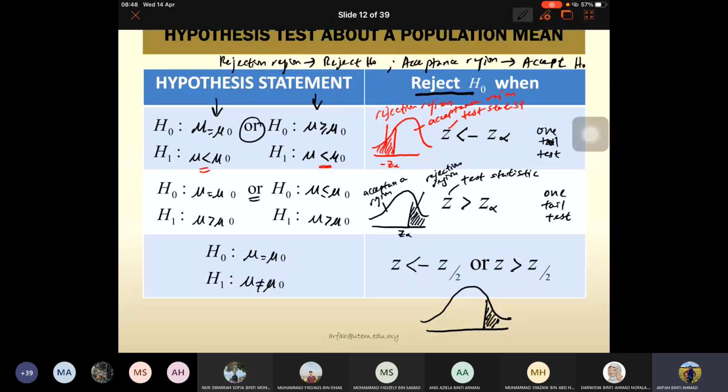This is negative Z alpha per 2 and this is Z alpha per 2. So this is a rejection region. This is your acceptance region and this is your rejection region. So this is what we call a two tail test. Okay, so that is what is meant by one tail, two tail and so on, so forth.